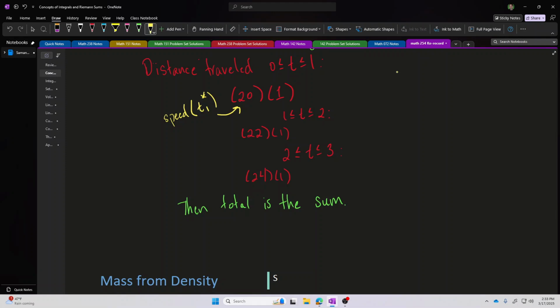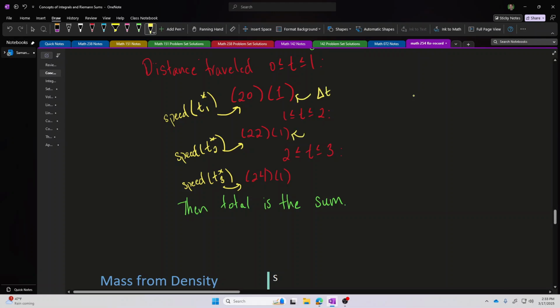That here is 20. Here is the speed as a function of the second time that I've chosen out of the second subinterval. And here is speed with T3 star plugged in, the third speed that I've chosen to use, the speed out of the third subinterval. And on the right side, I have the amount of time that's passed, the difference between the initial and final time, what we call delta t.